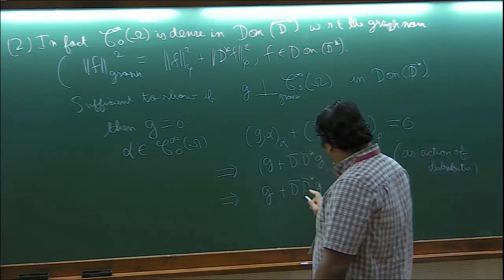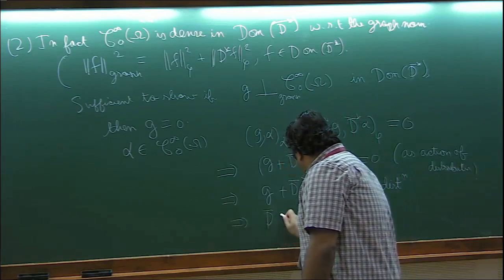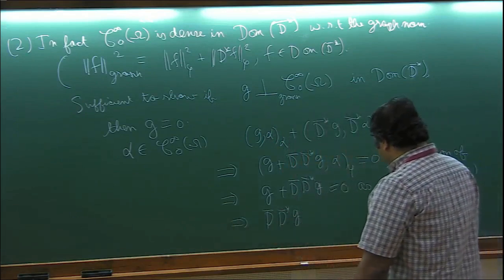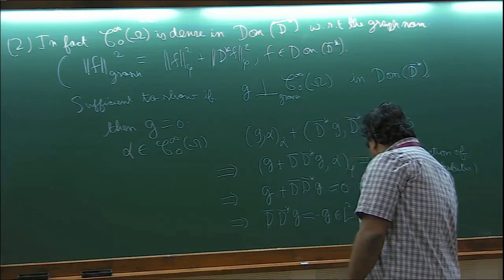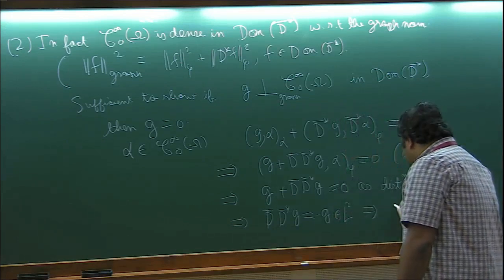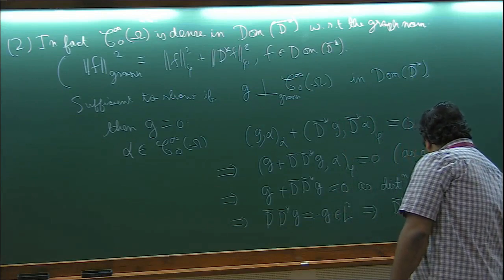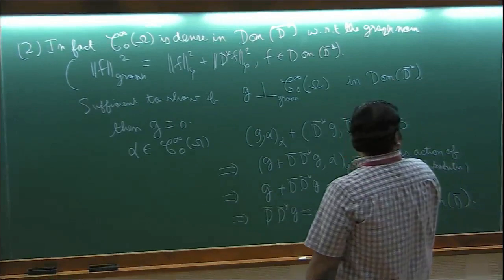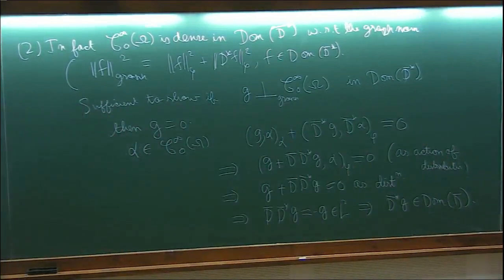However, this also means that D bar star g is minus g, which is in L2, which implies that D bar star g is in the domain of D bar. Okay. Since I cannot cross this, I'll just erase here and finish this here. I'll erase this.